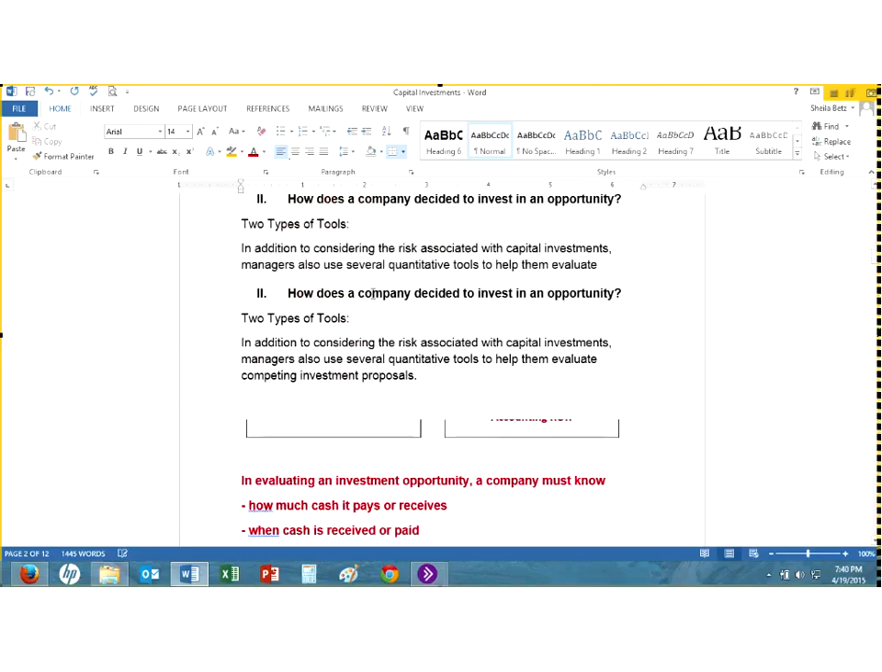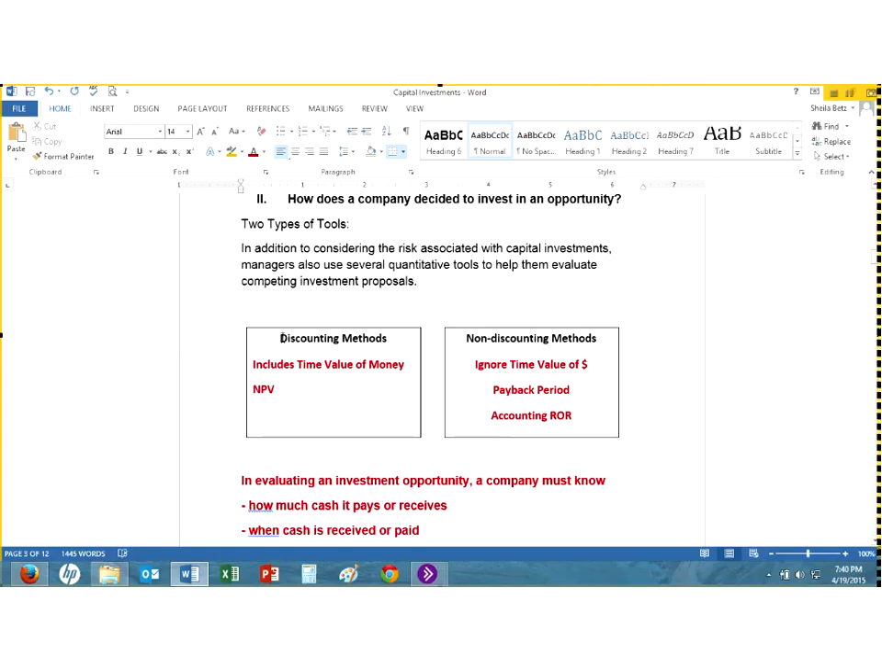So how do companies decide to invest in an opportunity? There's two types of tools they can use. One is something called discounting methods, where we're going to look at a tool that includes the time value of money, and it's actually called the NPV, or net present value tool. And then there's non-discounting methods. Non-discounting methods will ignore the time value of money, and the two specific tools we're looking at, maybe you should just remember these, is the payback period and something called the accounting rate of return. So altogether, we're going to be looking at three new tools.